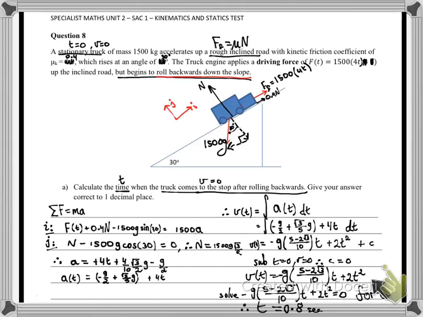Then that gives you your full function for velocity. Then the question asks when the truck comes to a stop. That's when velocity is equal to 0. So you make that substitution, v equals 0, into the equation, and you solve for t to get your answer.